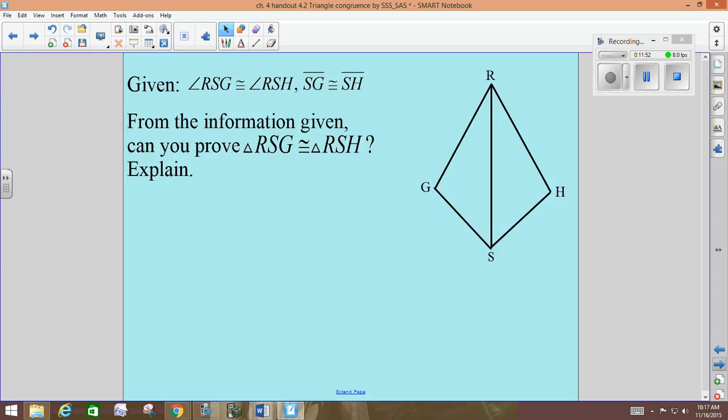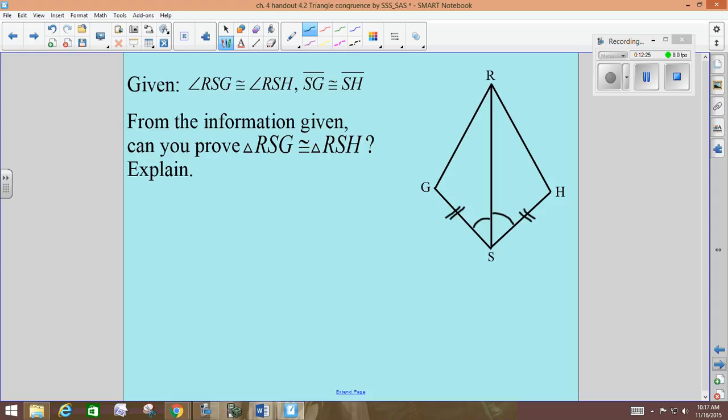Angle RSG, that would be that bottom left side. Remember, it's that middle letter, that's your vertex. Angle RSH is the right side. And then they tell us that SG is congruent to SH. From that given information, can we conclude that triangle RSG, the one on the left, is congruent to triangle RSH, the one on the right?